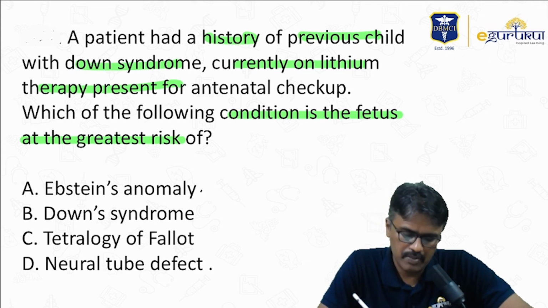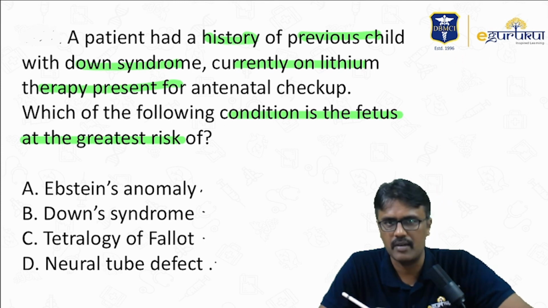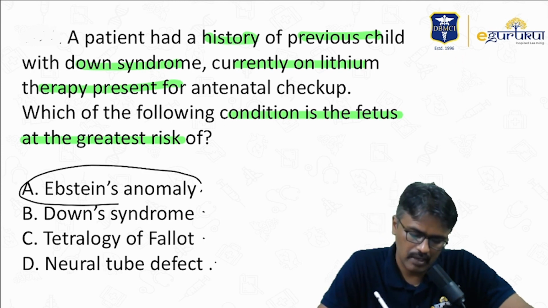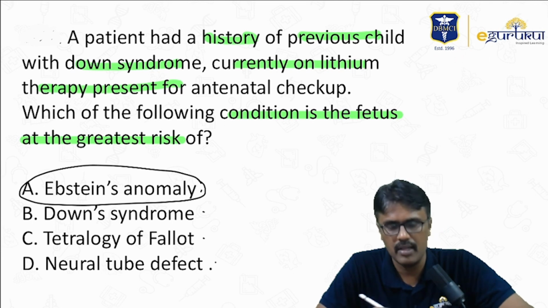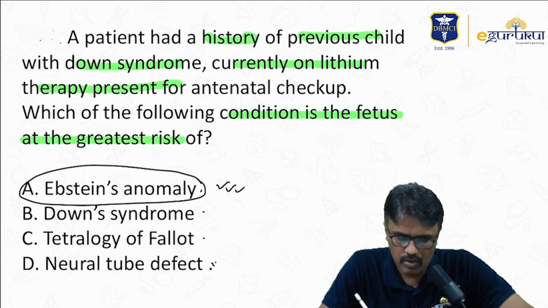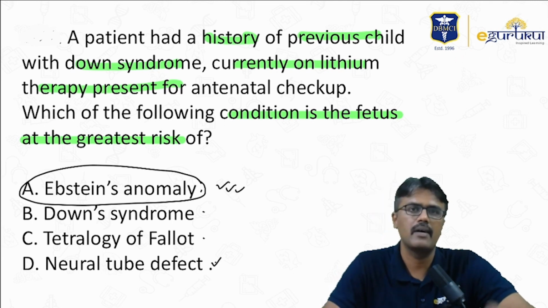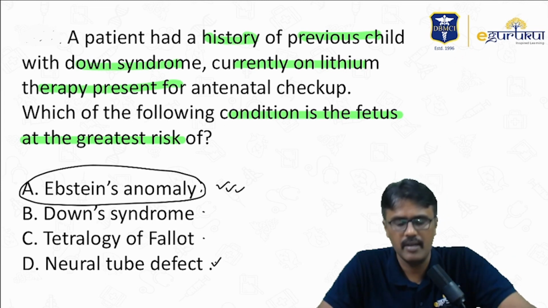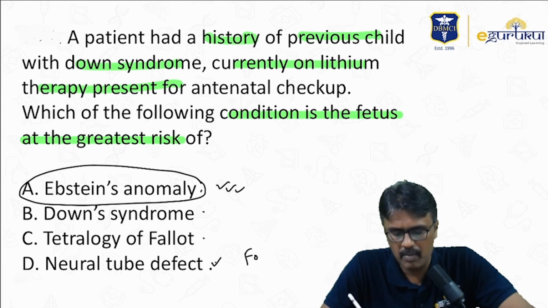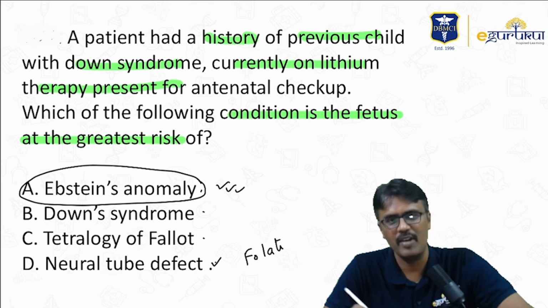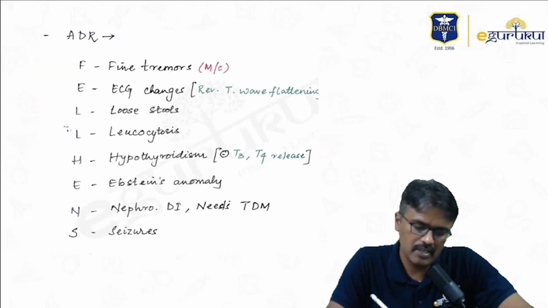So, will it call Ebstein anomaly, Down syndrome, tetralogy of Fallot, or neural tube defect? Lithium causes a serious defect, and that is the Ebstein anomaly. That is the right answer. Now, neural tube defects are caused mainly by carbamazepine as well as valproate. To prevent that, what we use as a supplement is the question asked. It is folate.